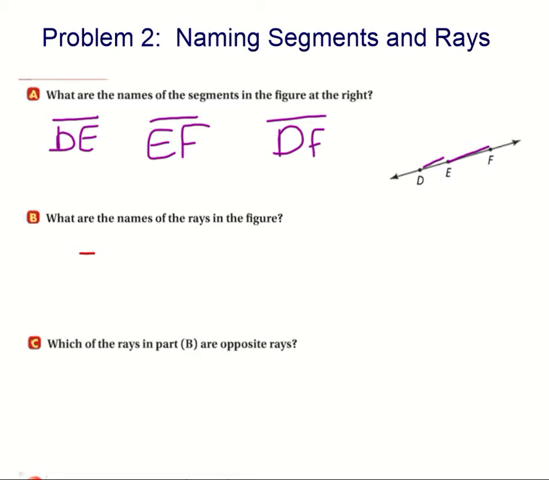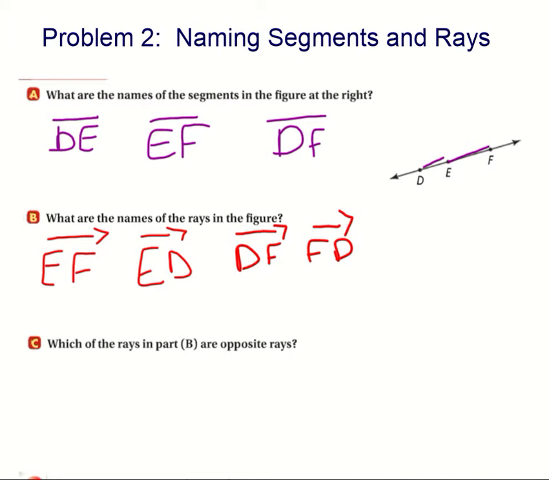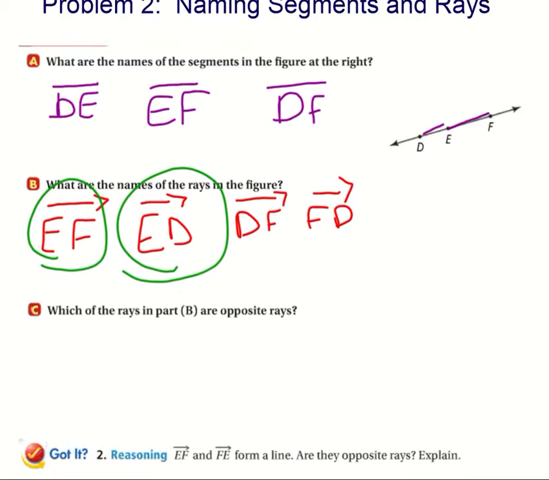And so what are the names of the rays in the figure? There's quite a few different rays. We can say that EF is one of them. The ray on the top, it goes out towards the F. We could say ED is a ray. We could also say that DF is a ray, and it goes out towards F, and FD is a ray, it goes out towards D. And so which of the rays in part B are opposite rays? Well, the opposite rays, I'm going to circle those ones in green, will be EF and ED.